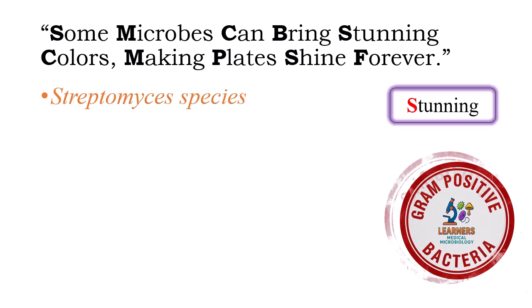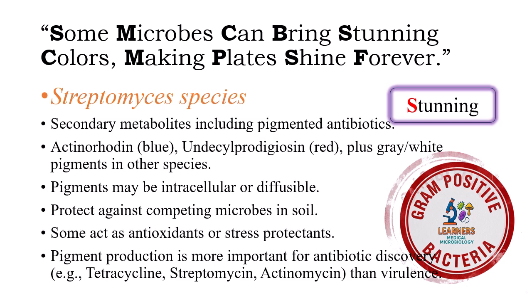Now we have the Streptomyces species. They have some secondary metabolites, including pigmented antibiotics. There are a variety of colors: blue, red, gray, white, and they are generally intracellular and are diffusible. They protect the bacteria against the other soil microbes, and some of them can act as antioxidants.